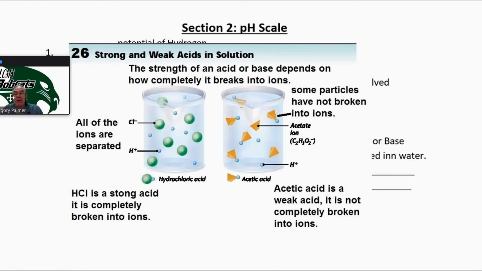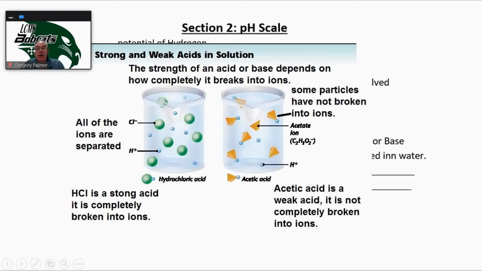Here's this little diagram, and it's a good picture because it shows the difference between a weak acid or base in solution and a strong one. This hydrochloric acid is a very strong acid, and the strength of an acid or base depends on how completely it breaks into ions. All the ions are separated in this HCl over here. So it's always a strong acid. HCl is a strong acid, completely broken into ions. Now, if we dumped it into a much larger container of water and diluted it, it would still be a strong acid because it's completely broken into ions.